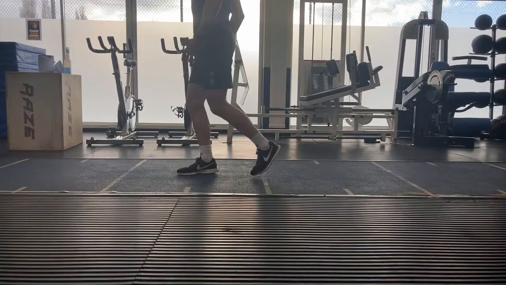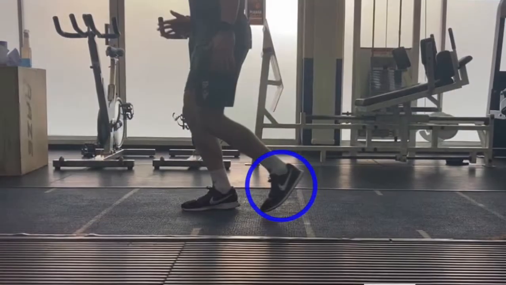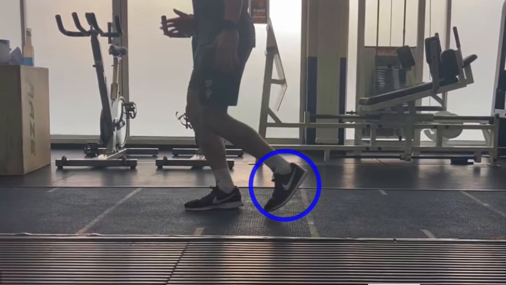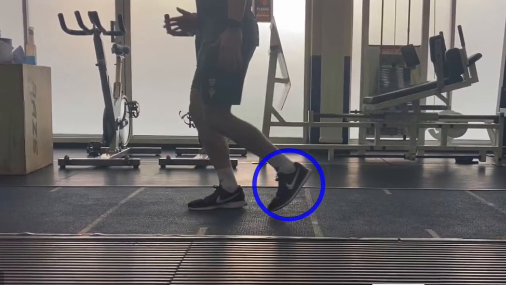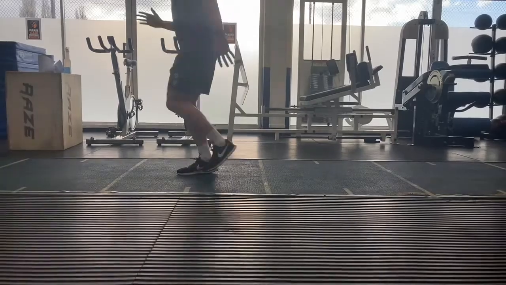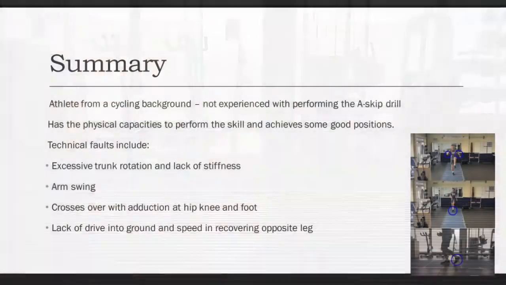Due to the lack of an aggressive switch here, the athlete actually loses a lot of energy from this position, and instead of striking down to the right and recovering the left leg quickly, ends up with the left foot trailing behind again. So in summary, we know this athlete is not experienced with these types of running drills.